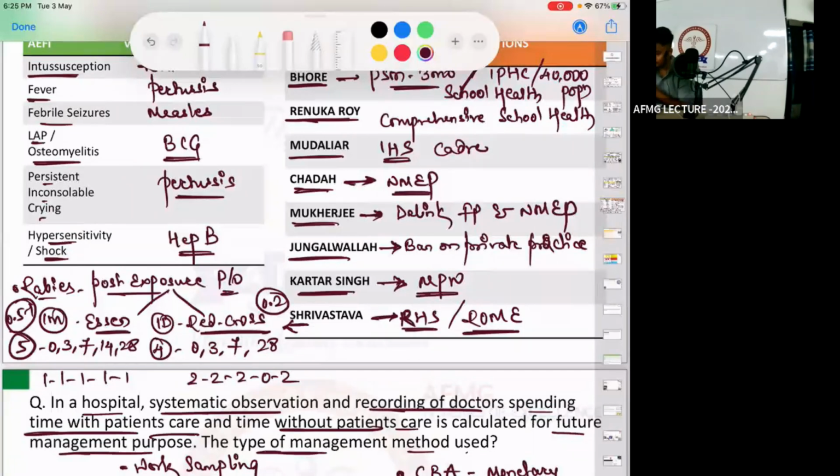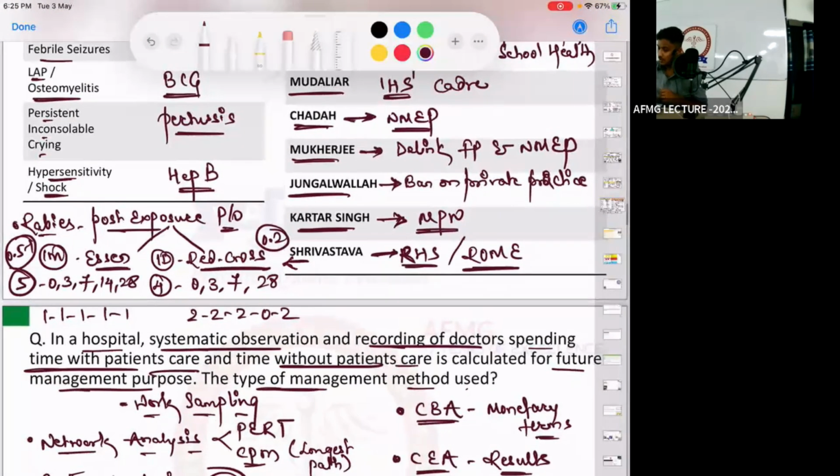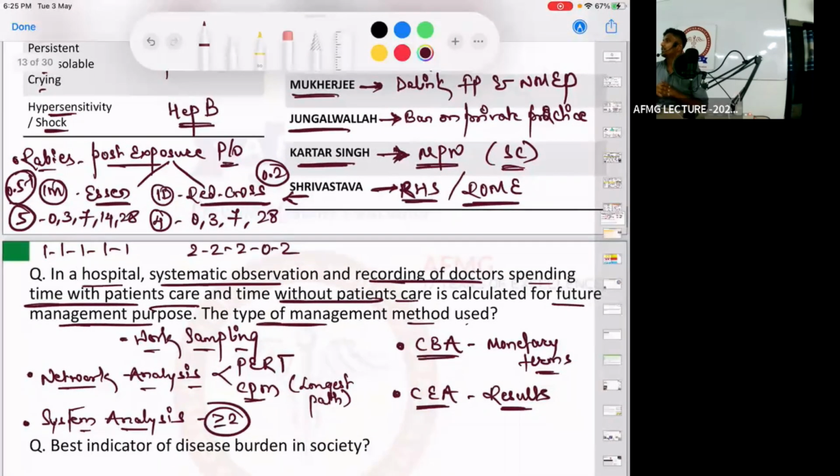Which one was it? Who worked on malaria? Chadda. Mukherjee de-linked which two programs? They de-linked the family planning program and the National Malaria Elimination Program. The Kartar Singh committee gave the recommendation of the multi-purpose worker at which level? Sub-center level. The Jungle Wala committee made a jungly provision of a ban on private practice. The Srivastava committee worked on referral health services, and also on medical education.